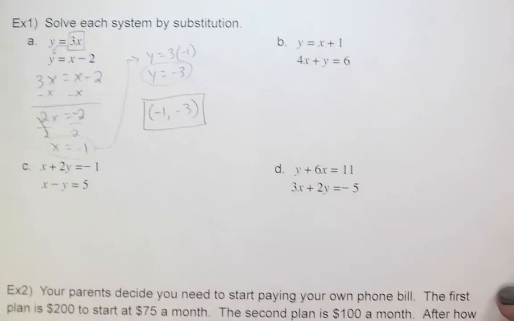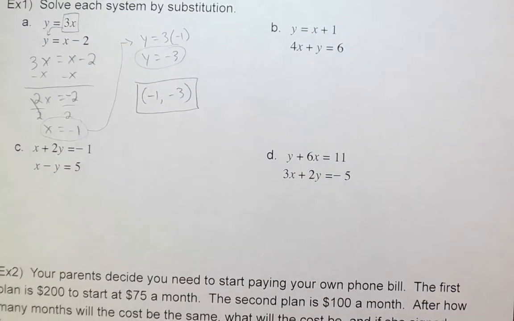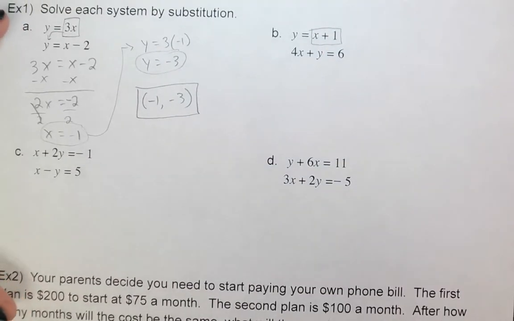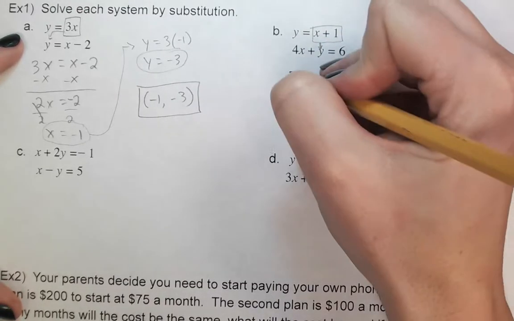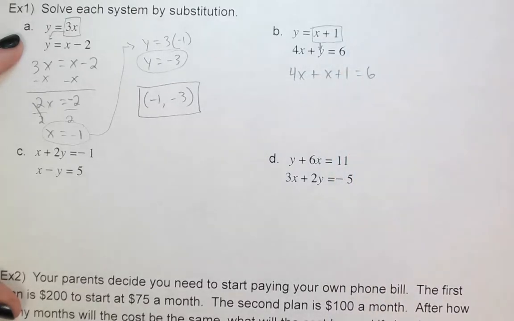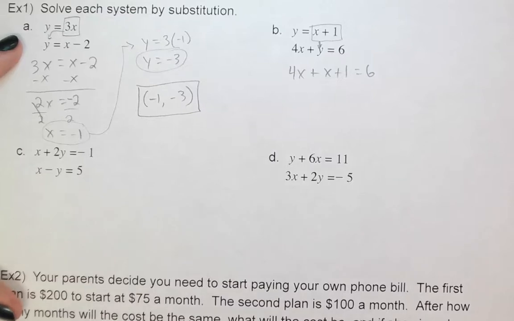All right, so part B, we have this one in y equals form already again. So I'm going to take all of this stuff that y is equal to, and I'm going to replace the y below it. Okay, so the only thing that changed was this y became this. So now I'm going to simplify and solve.